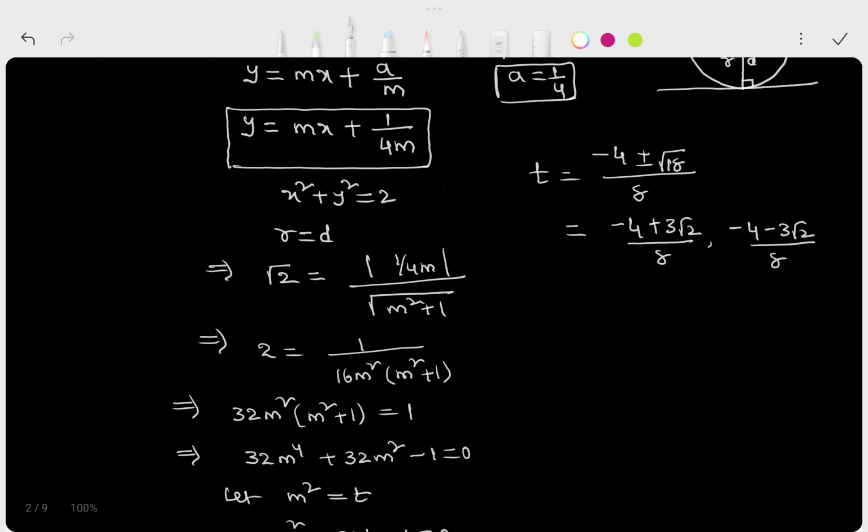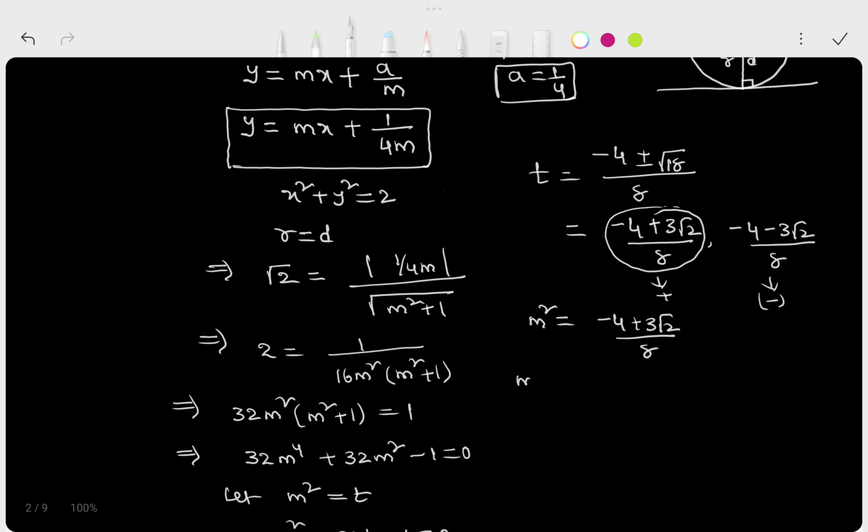Here, of these two only this one can be considered. Why only this one? Because it is m square value, and the m square value is always positive. The other one is always negative. So we take m square is equal to minus 4 plus 3 into root 2, whole divided by 8.